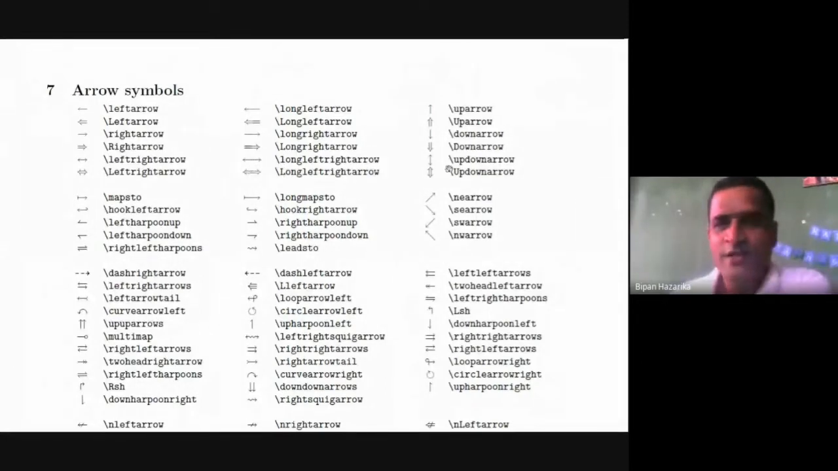Similarly, if you want upward and downward arrows, or both up and down, in place of left and right you write up and down. Then another notation, maps to. Long maps to gives this one. Then narrow arrows, you get them this way. Some hook arrows, hook right arrow or hook left arrow, you can get. Then left harpoon up. So these are the different arrow symbols.